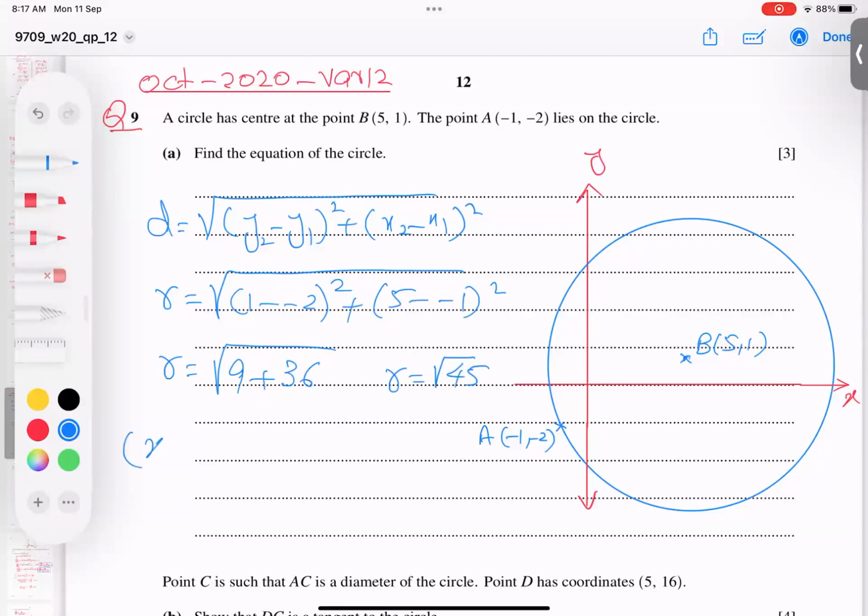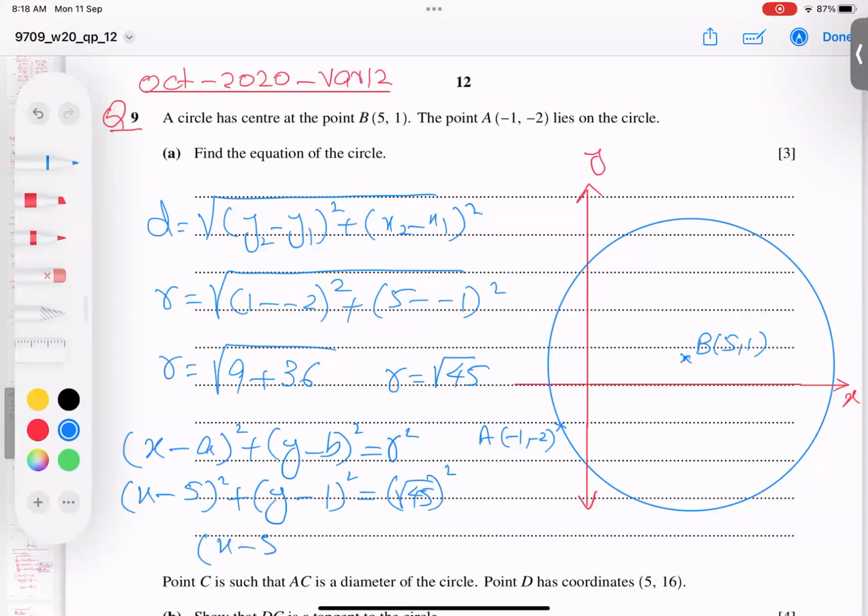What is the equation of a circle formula? X minus a whole square plus y minus b whole square equals r square. A is the x coordinate, b is the y coordinate, and r stands for the radius. Let's apply it: x minus 5 whole square plus y minus 1 whole square is equal to the square of root 45. And this cancels out, and finally I'm getting this answer. You can see clearly, this is my final answer, and I believe this point is very clear. So let's go for the next part.